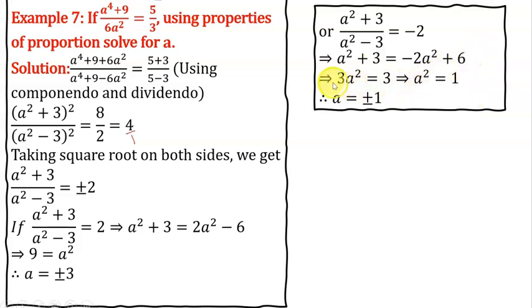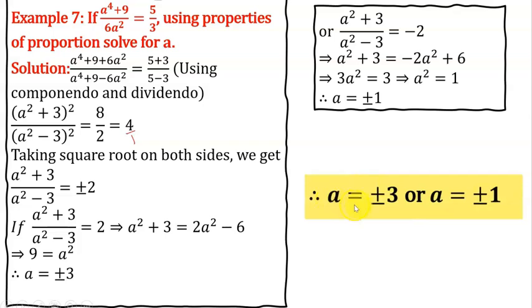You will get here 3a square is equals to 3. Therefore, a square is equals to 3 upon 3. A square is equals to 1. Taking square root on both sides, then you will get here a is equals to plus or minus 1. And hence, the values of a are a is equals to plus or minus 3 or a is equals to plus or minus 1.